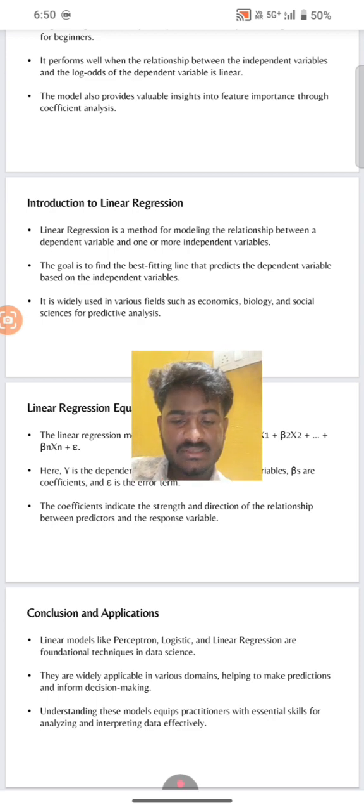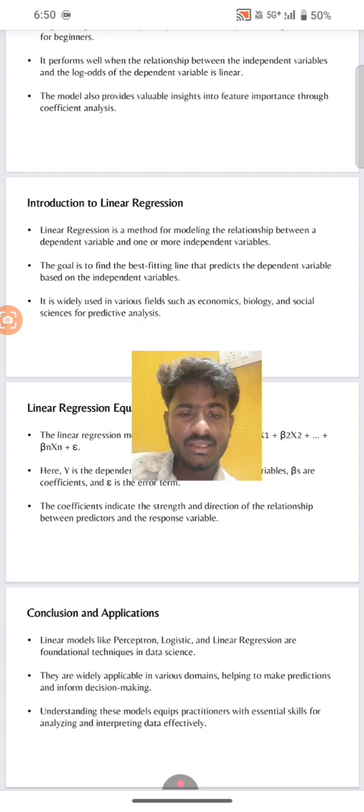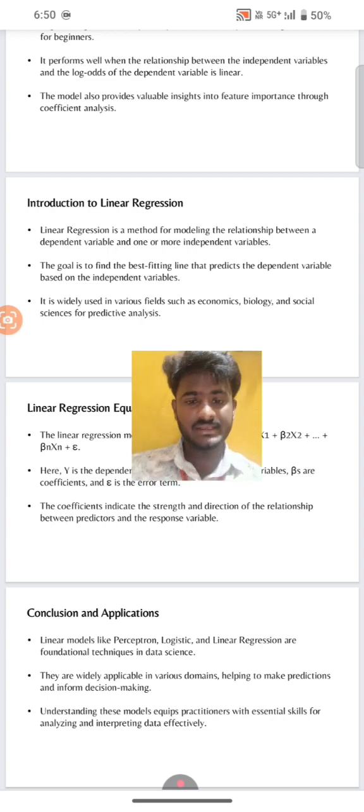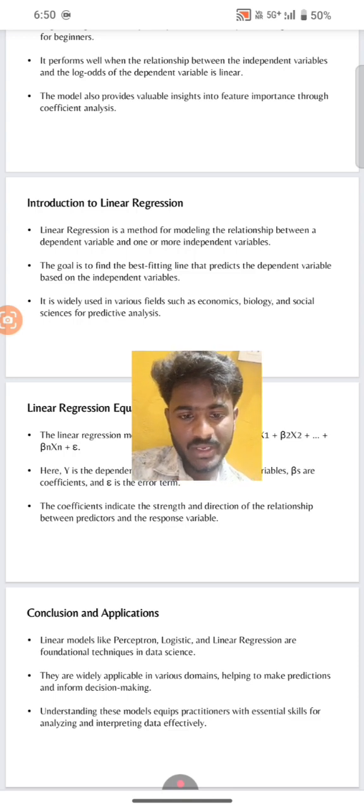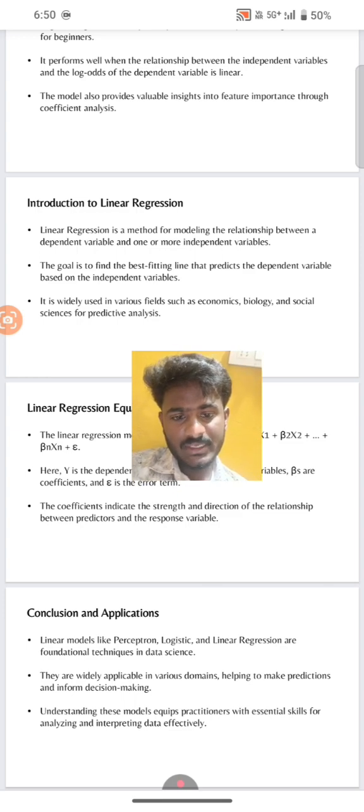Conclusion and applications. Linear models like perceptron, logistic regression, and linear regression are fundamental techniques in data science. They are widely applicable in various domains, helping to make predictions and inform decision making. Understanding these models equips practitioners with essential skills for analyzing and interpreting data effectively.